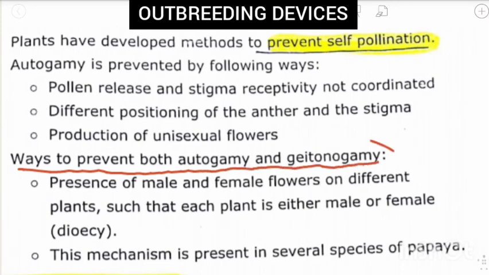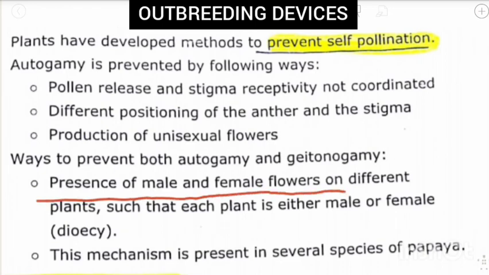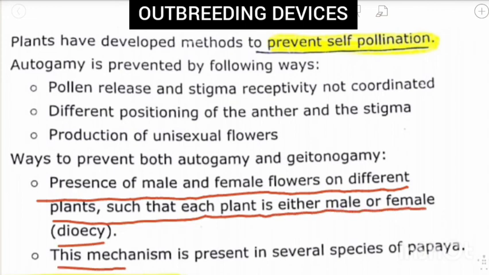Autogamy and geitonogamy are both self-pollination. Let us find out the ways to prevent both of them. The first one is the presence of male and female flowers on different plants, such that each plant is either male or female, called dioecious. This mechanism is present in several species of papaya. So let us take the example of papaya.